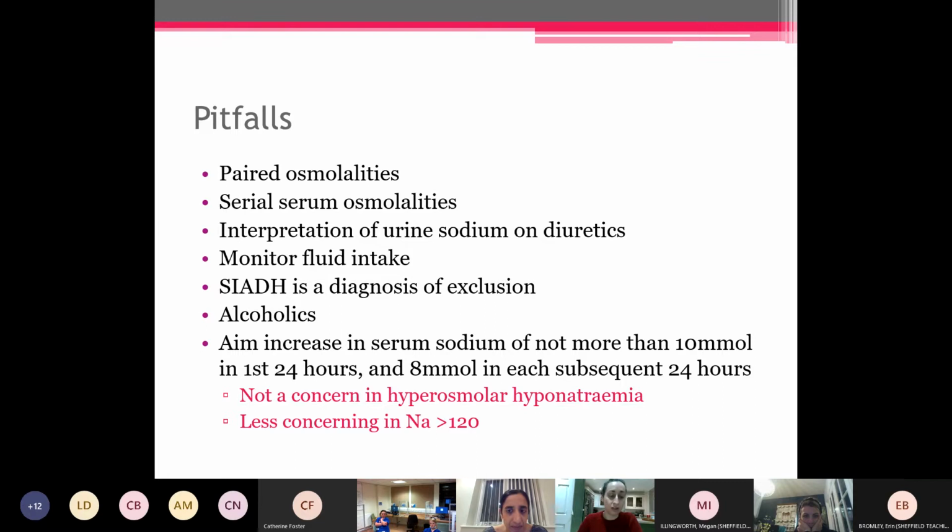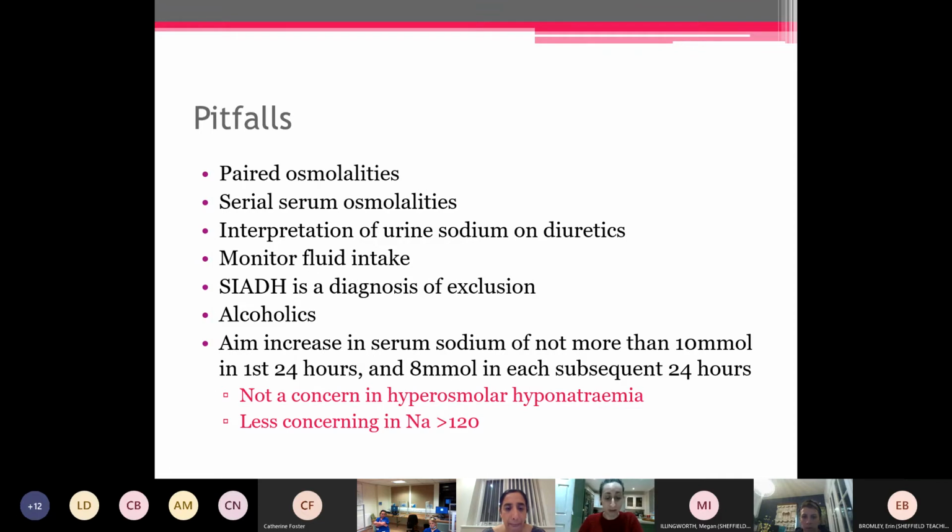Alcoholics: people drink a surprising amount, and especially beer drinkers, the volume can be huge, can't it, with beer? If you're drinking 10 pints a day, that's like 5 extra litres on top of what you're drinking, water, tea and everything else. And the other thing with alcoholics is that, in my experience, they have really, really low sodiums but they're also malnourished. They're also at increased risk of seizures anyway from the alcohol and then from withdrawals. So those patients are really high risk, and you need to have a very, very low threshold for escalating them. And then we aim for an increase in the serum sodium of not more than 10 in the first 24 hours and 8 in each subsequent 24 hours.